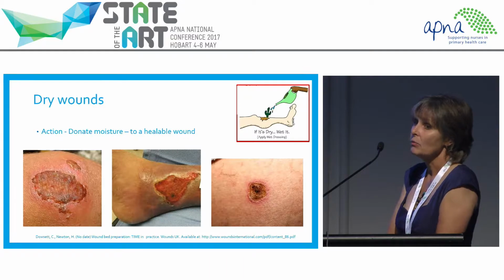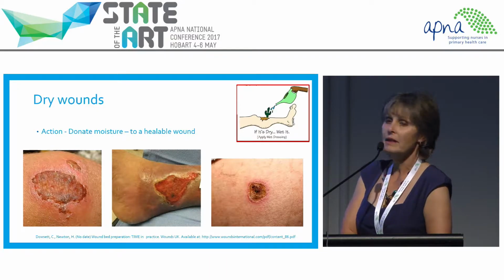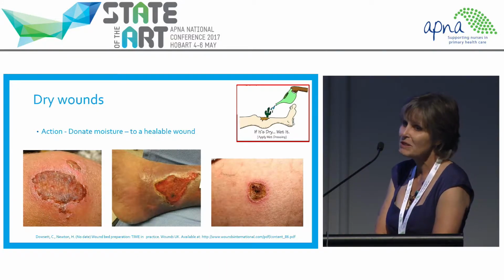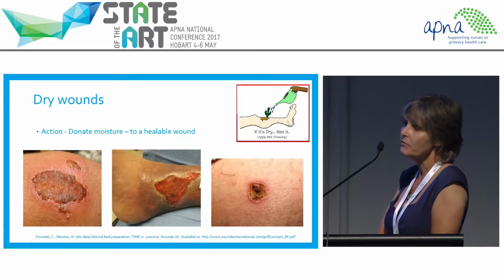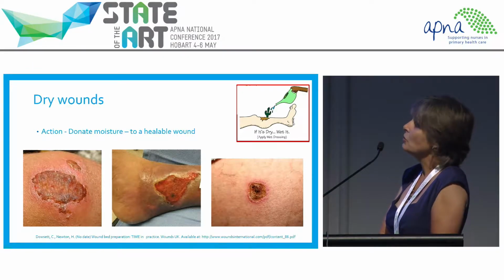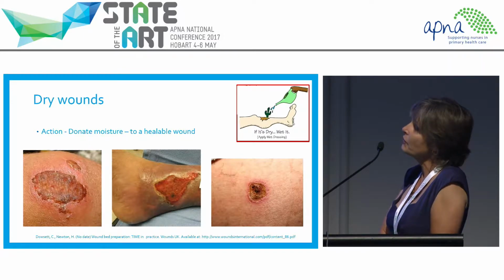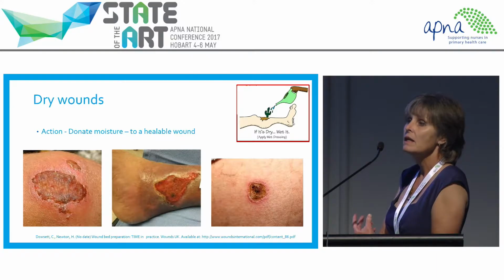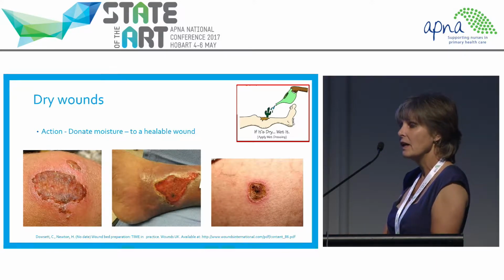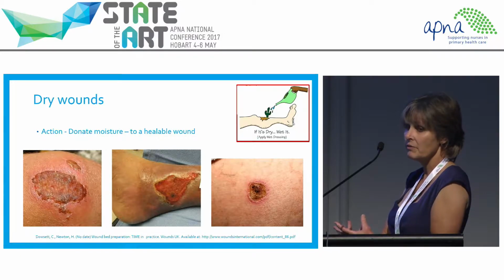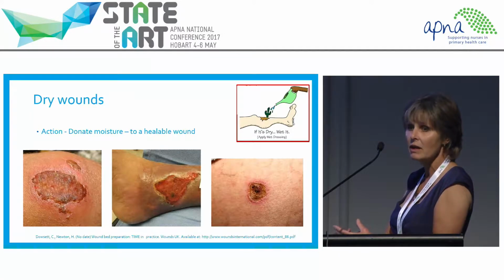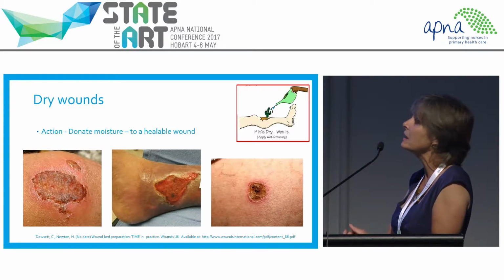So looking at dry wounds, these are all pretty simple wounds, but they're all very dry. And for the epithelium to slide over these wounds, they need to be moist. The epithelial cells need a nice moist environment to be able to slide over each other. If the surface is very dry, it's like rubbing sandpaper on sandpaper. It's not going to move very easily.